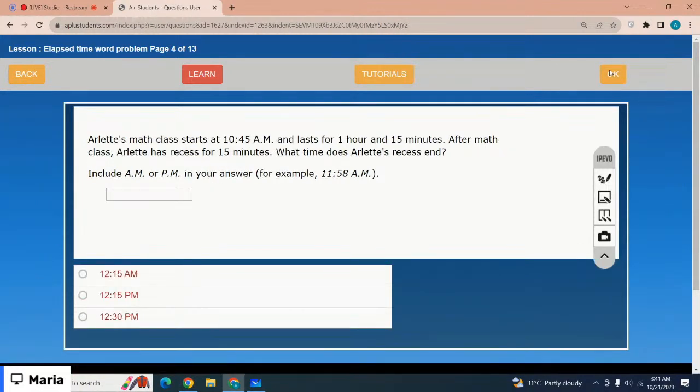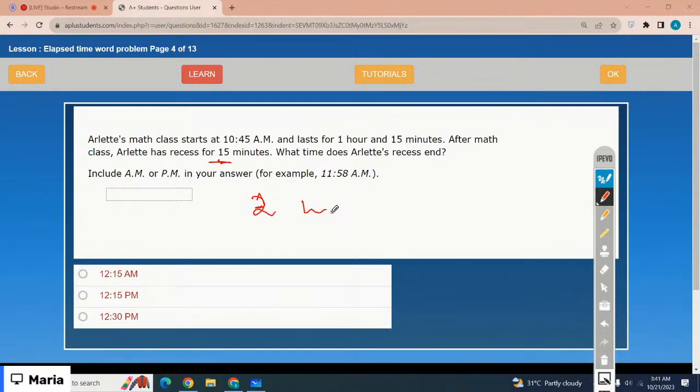Arlet's math class starts at 10:45 a.m. and will last for 1 hour and 15 minutes. After class, Arlet has recess for 15 minutes. What time does Arlet's recess end? Okay, so 1 hour 15 minutes plus 15 minutes.